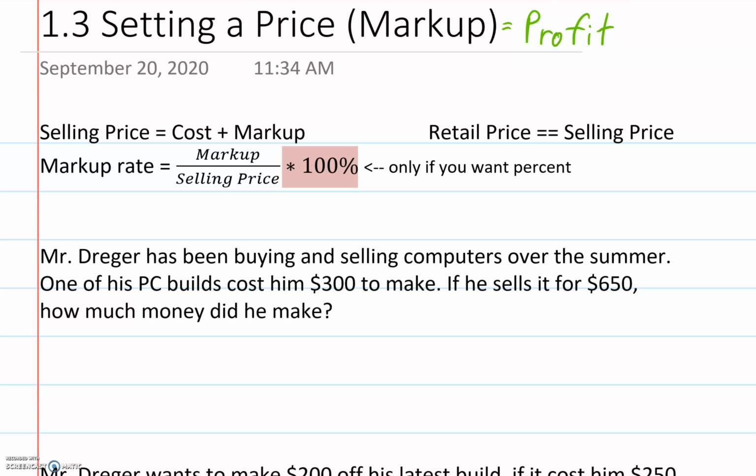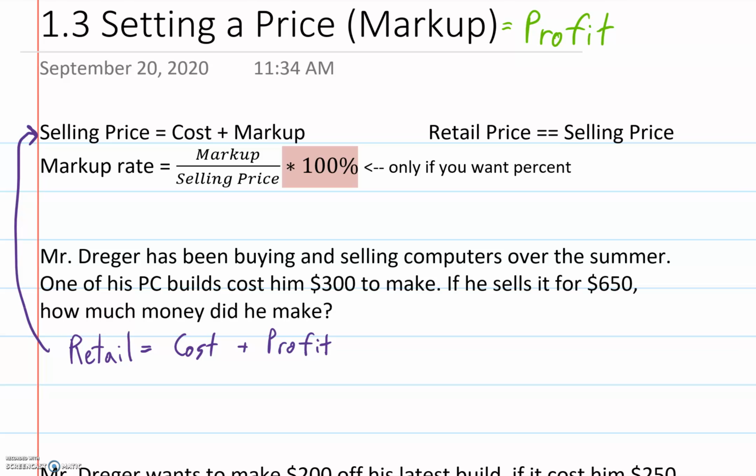Okay, well this is pretty straightforward, right? We can use that equation up here if we want to. Some of us might just rather not, but let's put it up here. So I'll say retail equals cost plus profit, just so that I can write less letters. Okay, so retail is selling price, cost is cost, profit is markup.